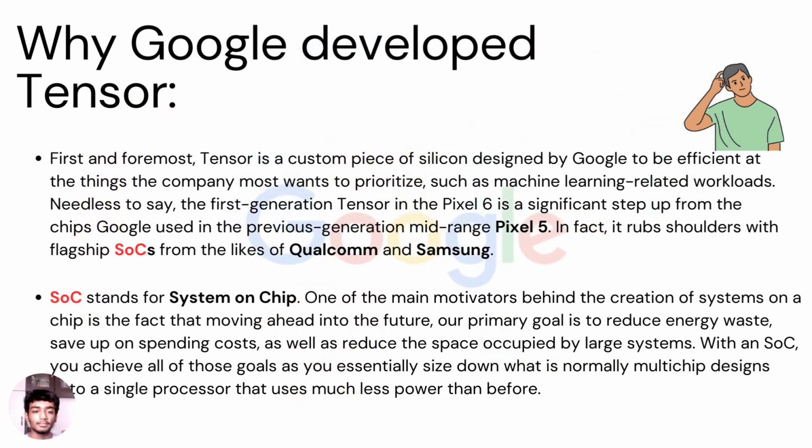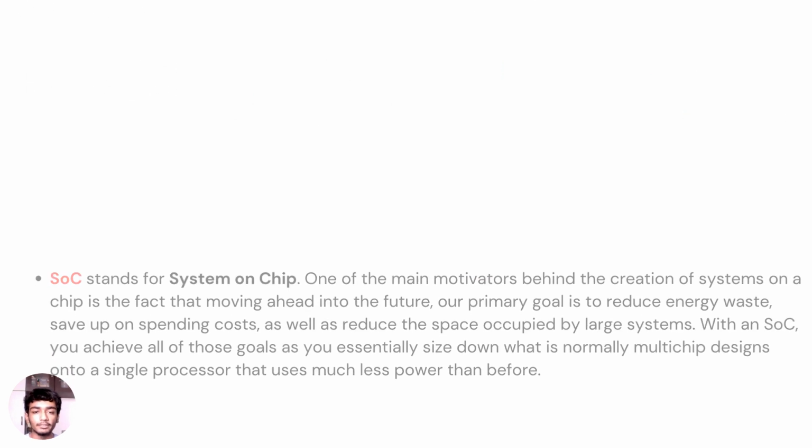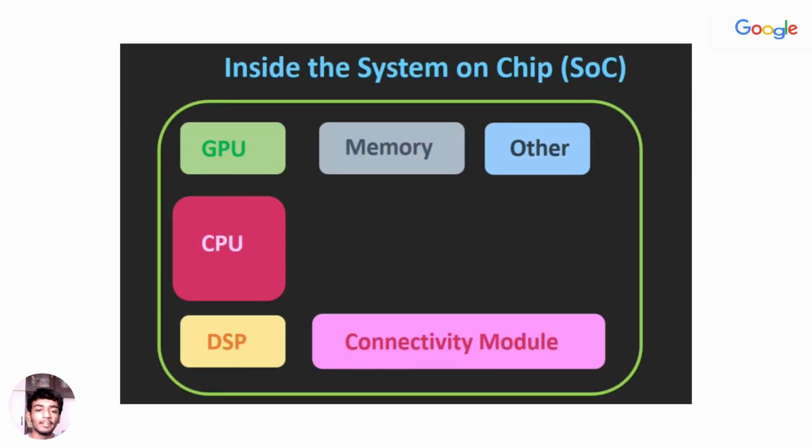The word SoC stands for System on Chip. One of the main motivators behind the creation of System on Chip is the fact that moving ahead into the future, our primary goal is to reduce energy waste and save on spending cost. So with SoC, you achieve all of those goals as you essentially size down what is normally a multi-chip design onto a single chip processor that uses much less power. So let's see what is inside an SoC. An SoC contains GPU, memory, CPU, DSP, and connectivity module. So that was a basic interface of SoC.